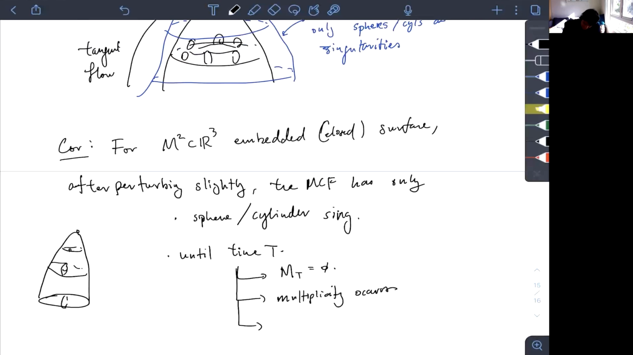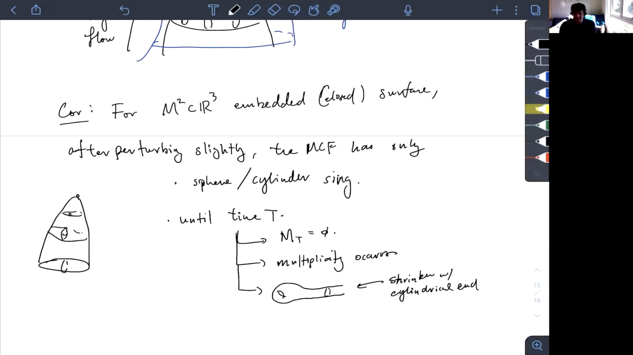And then the final thing that could occur, I'll just draw the picture. So there's some weird shrinker with a cylindrical end. And so this case is conjecturally just can't happen, but that's not known. And it seems likely that actually this case can be perturbed away. That's work in progress. So I think it's likely that that case isn't going to occur generically. It's not clear if it should occur at all.